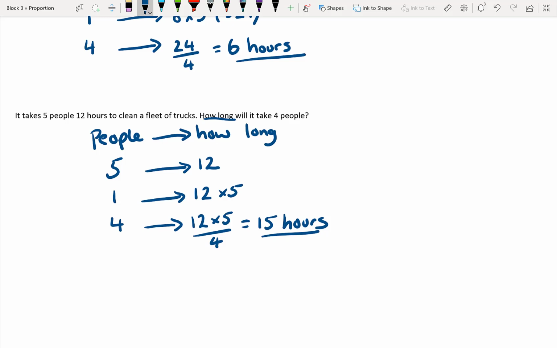And again, we want to have a look and see. It took 5 people 12 hours to do it. If you've got fewer people helping clean the trucks, is it going to take them longer or less time? It's going to take them longer. In this instance, 15 hours is longer than 12 hours, so that meets the conditions we were thinking about. One of the things you need to be able to do is separate what happens with the things. Do they both increase, or does one increase and one decrease?